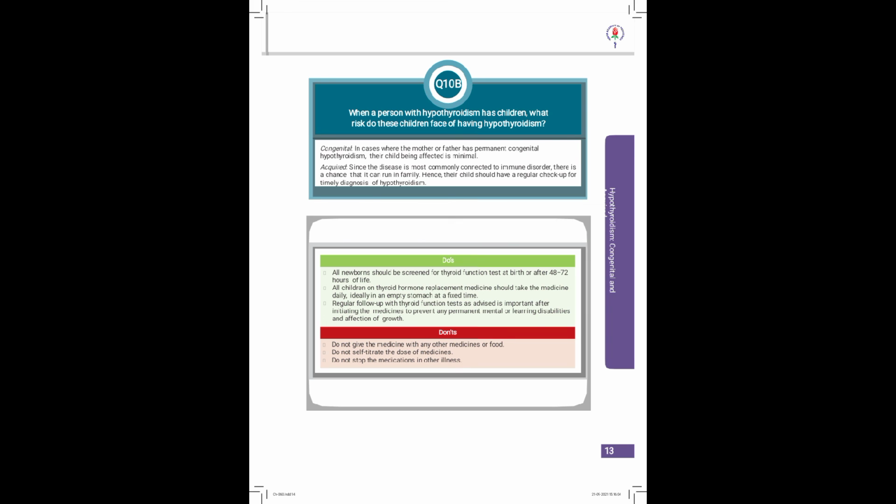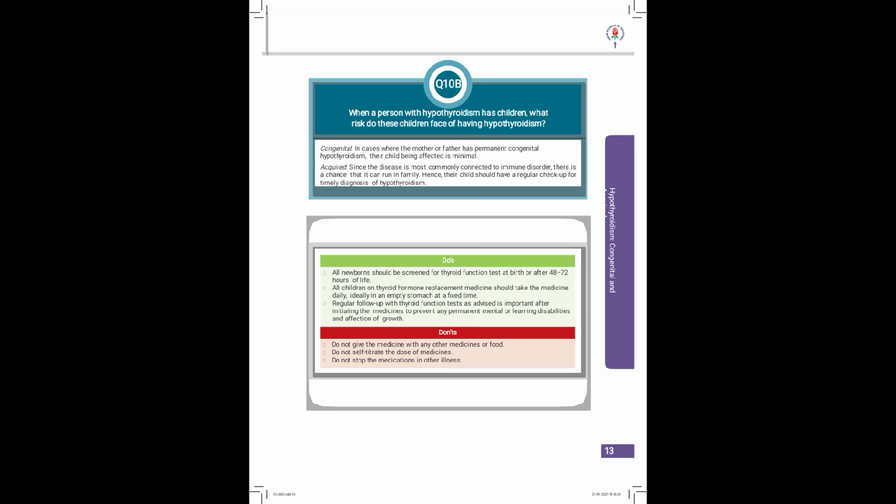Lastly, I want to mention some do's and some don'ts for congenital hypothyroidism. The do's are: first, all newborns should be screened for thyroid function test at birth or after 48 to 72 hours of life. Second, all children on thyroid hormone replacement medication should take the medicine daily, ideally on an empty stomach at a fixed time. Third, regular follow-up of thyroid function test as advised is important after initiating the medication, to prevent any permanent mental or learning disability and affected growth.